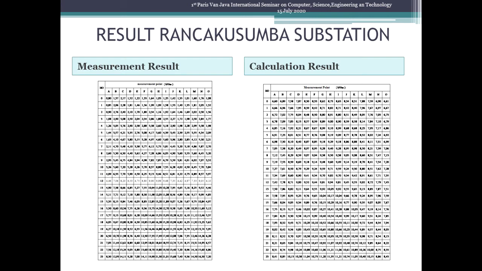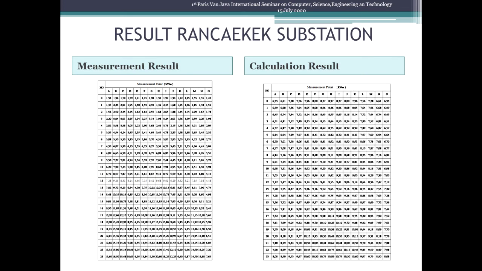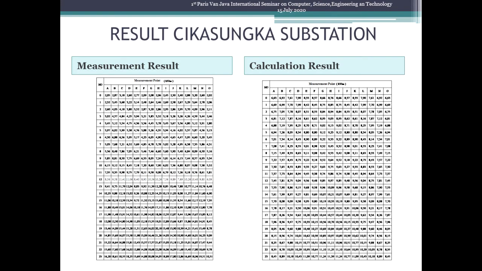The result for Ranca Kusumba substation with a measurement result and calculation result. We see there are two tables from the measurement result and calculation result. There are two tables for Ranca Eke substation, measurement result and calculation result. And there is the result for Cikasungka substation with measurement result and calculation result.